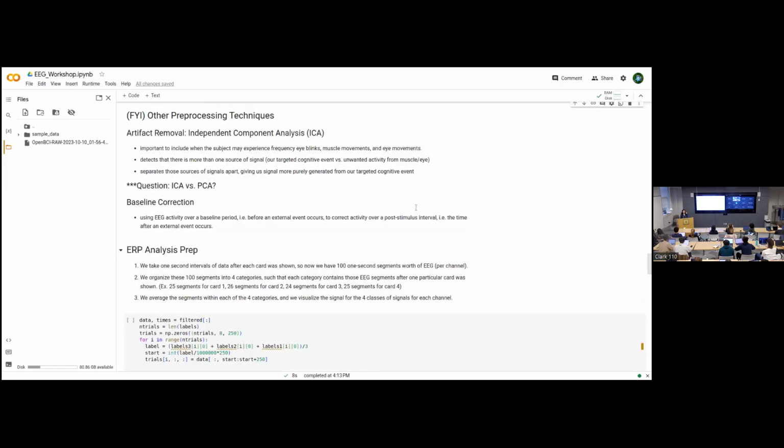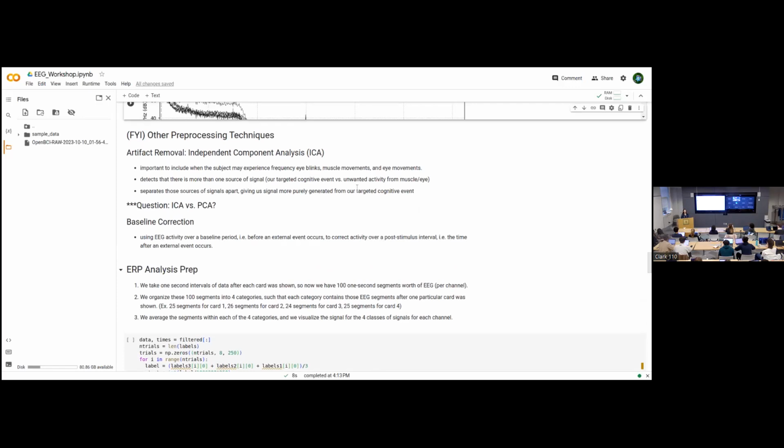For information, we did two of the simplest pre-processing techniques in our cell here, but there are also other very popular pre-processing techniques. One of them is artifact removal.